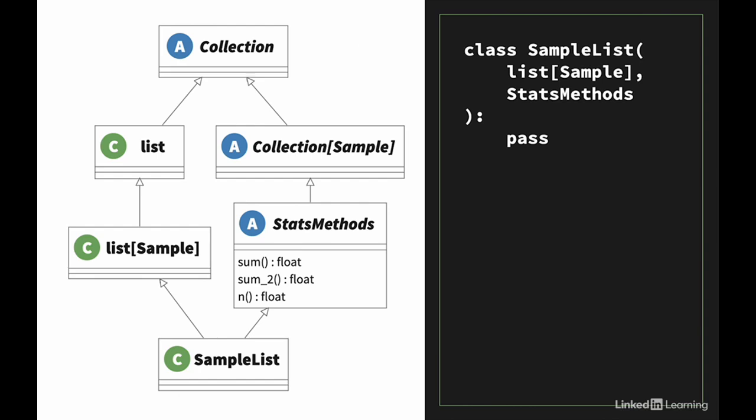A one-line class definition can combine the subclasses of list, called list[Sample], and the stats method class, and it creates something new. The resulting sample list class has methods defined by two different base classes. Classes are searched in the left to right order, so if we provide duplicate methods, that tells us what order they will be resolved in. The diagram shows a lattice of relationships among the classes.